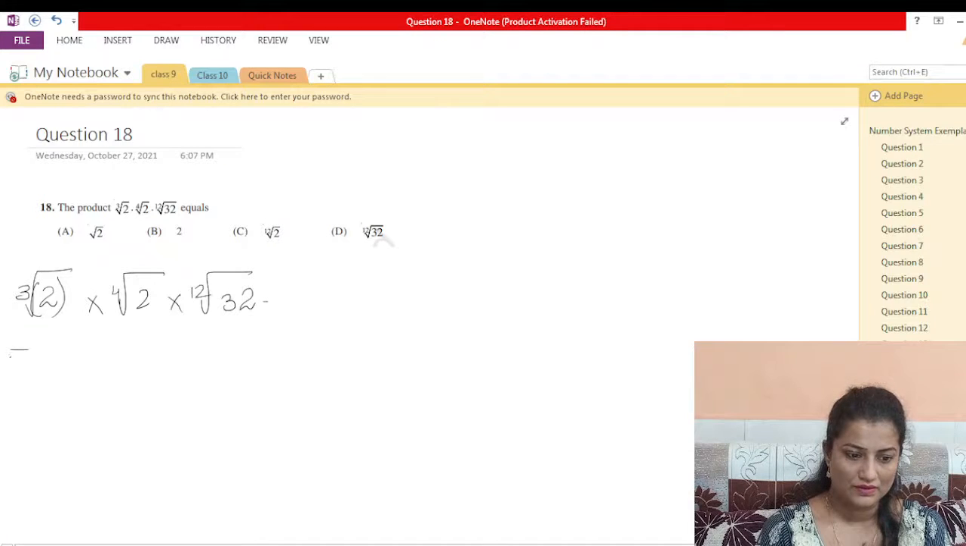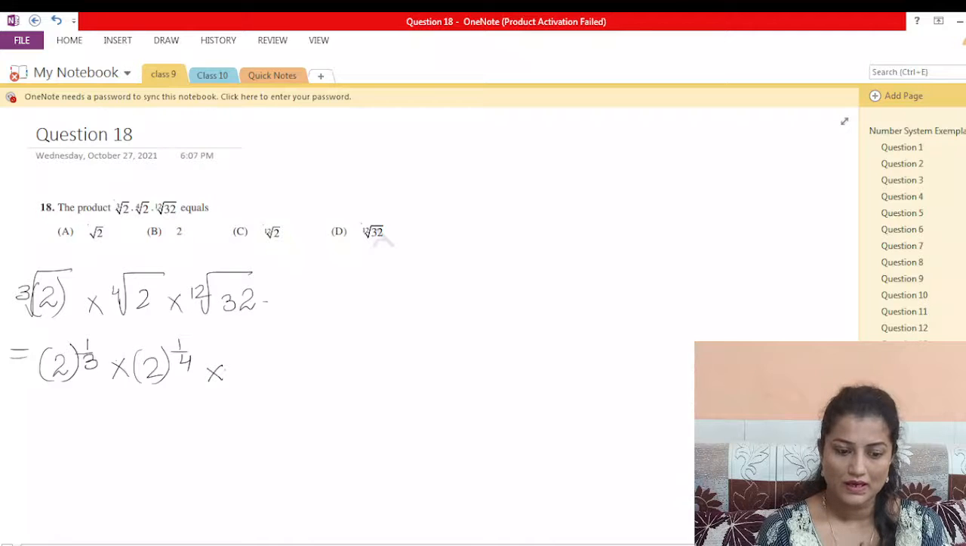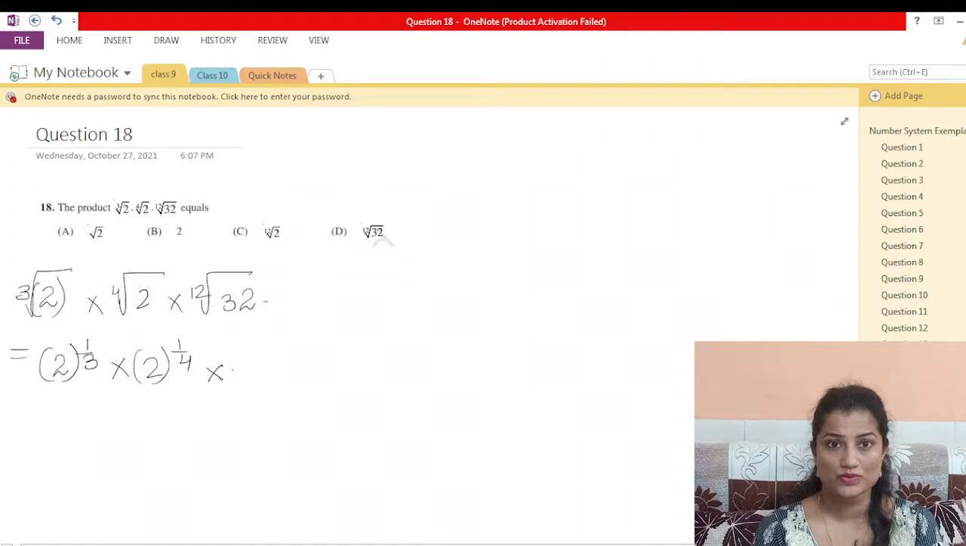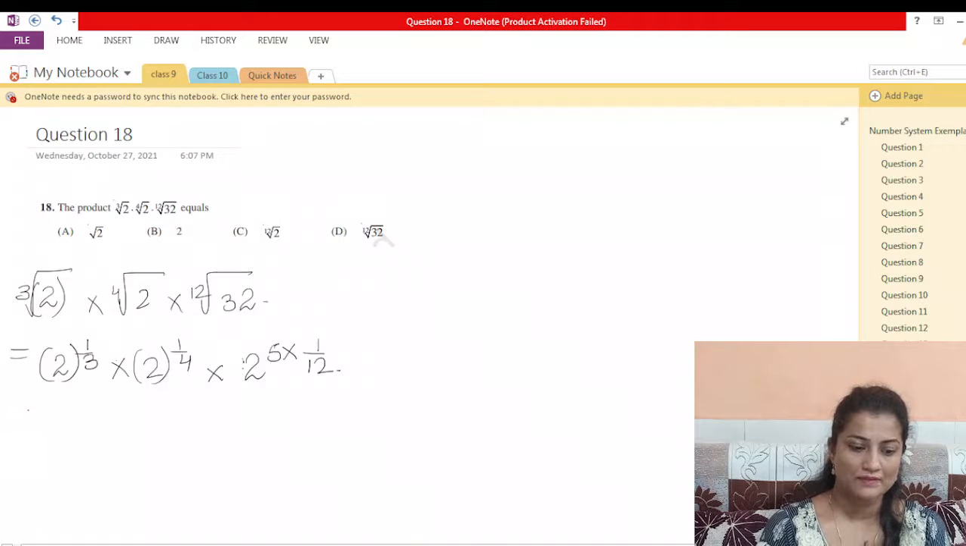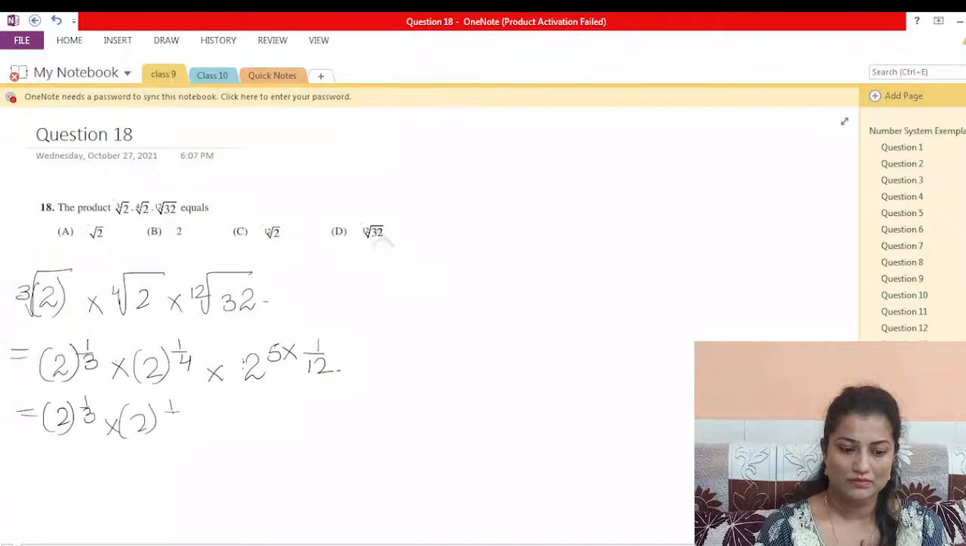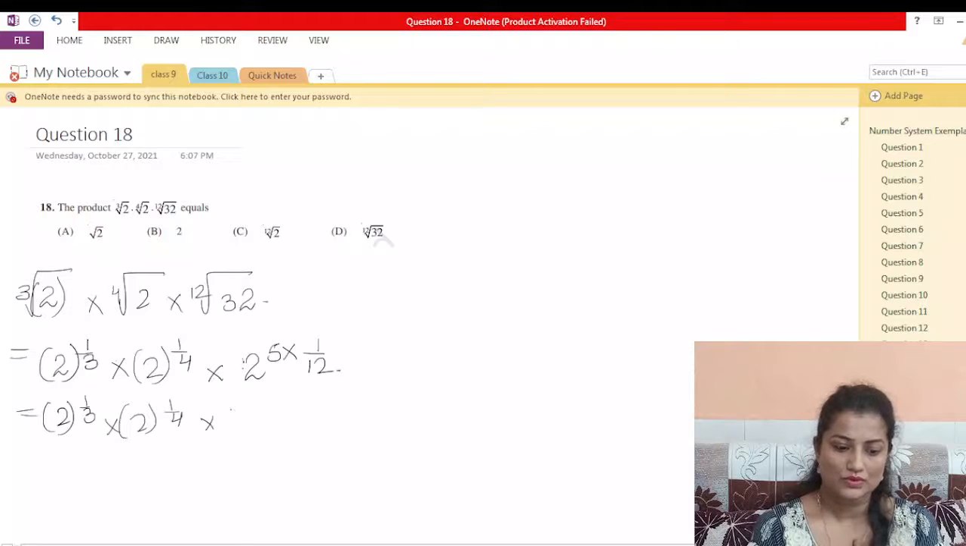Right? So the prime factor of all these, 2's prime factor is 2 only. So 2 raised to 1 by 3, when we remove the cube root, it will be 1 by 3, into, when we remove the fourth root, it will be 1 by 4, and 32 can be written as 2 raised to 5. When we remove the 12th root, it goes as 1 by 12. So the 12th root of 32 will be written as 2 raised to 5 into 1 by 12. Right? So this will be 2 raised to 1 by 3 into 2 raised to 1 by 4 into 2 raised to 5 by 12.